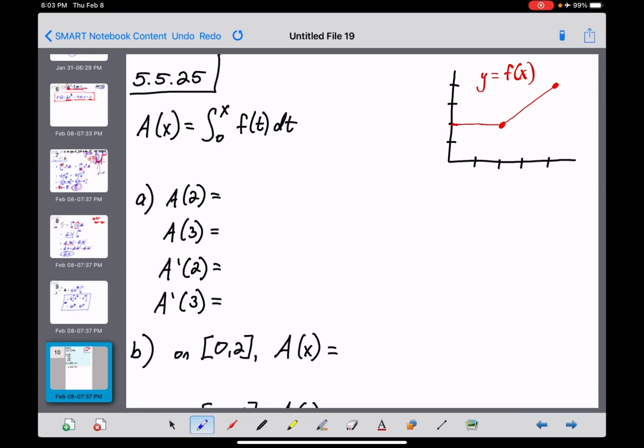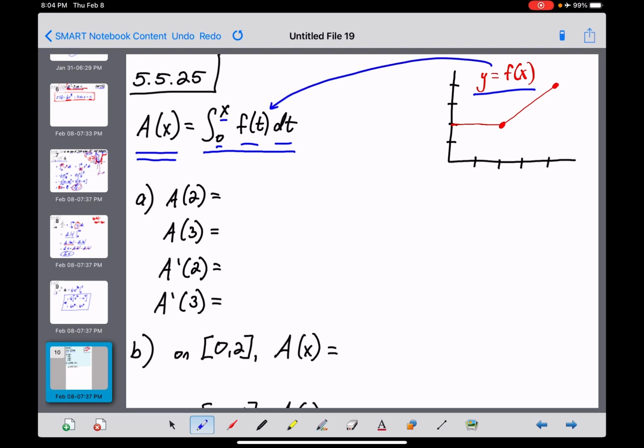Okay, number 25, they've given you an A of x function right here, and it's defined as an area accumulation problem, kind of similar to the one we did in notes at the end of 5.5, but they're asking you some different questions here, so I like this problem a lot. So they've defined A of x as being the definite integral from 0 to x of f of t dt, and this graph over here is that f graph.